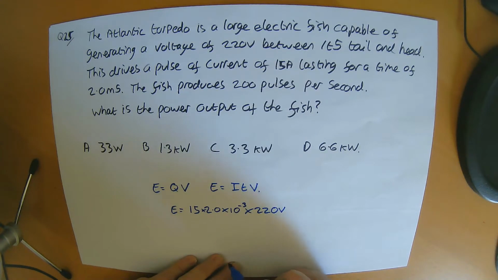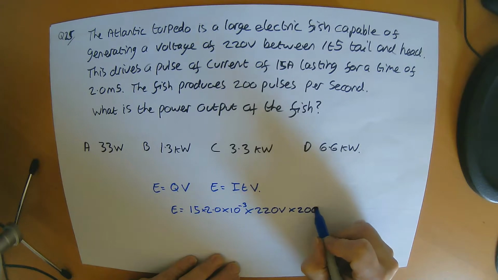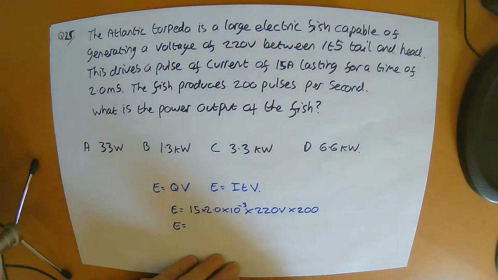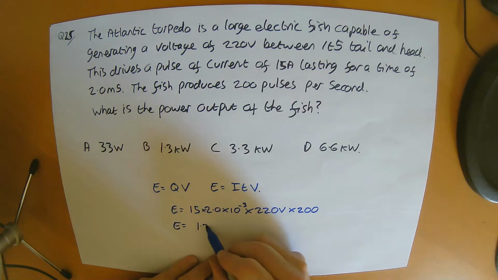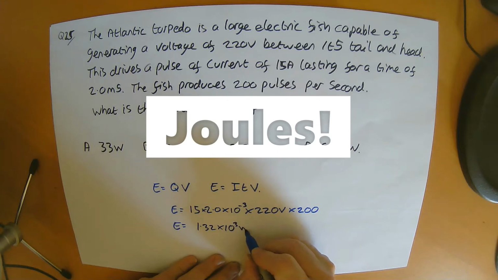The energy produced in a second is just going to be 200 times that. And if you add that up, you find that that gives you 1.32 times 10 to the 3 watts, which is B.